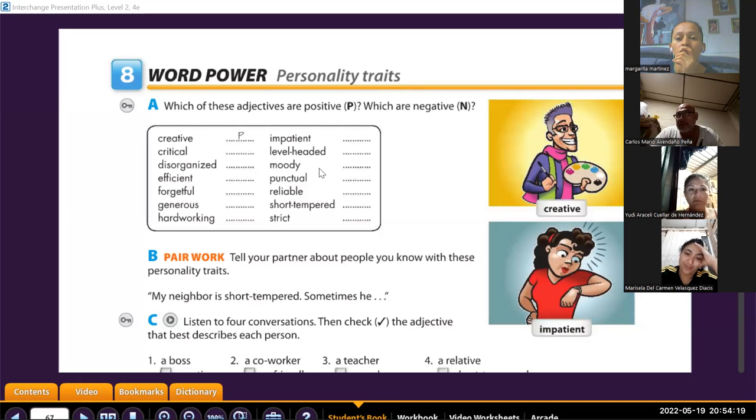Level-headed? Level-headed refers to a person that is calm and sensible. It's like a person balanced in their behavior. Okay. Thank you. It's like a calm and sensible person. That is level-headed. It would be more like sensible, balanced in their thoughts. And strict? Strict is like in Spanish, estricto or estricta. Okay. Any other one?